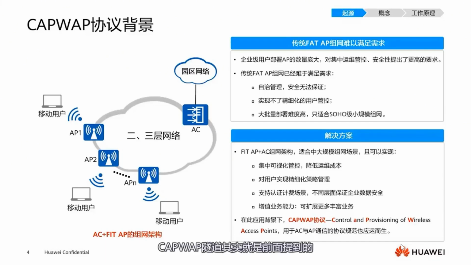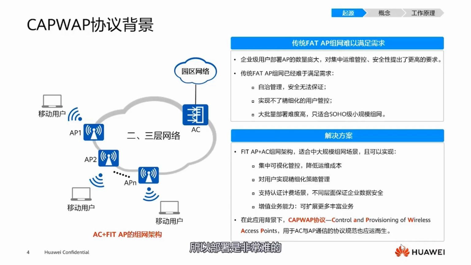The CAPWAP tunnel is actually what was mentioned earlier. FAT-AP can no longer meet our network requirements, cannot achieve unified management, cannot facilitate troubleshooting, and mass deployment is not appropriate. FAT-AP can only be deployed in small quantities. For example, a typical campus network contains about 1,500 APs. Unpacking these 1,500 APs alone would take several days, not to mention deployment and configuration. So deployment is very difficult.